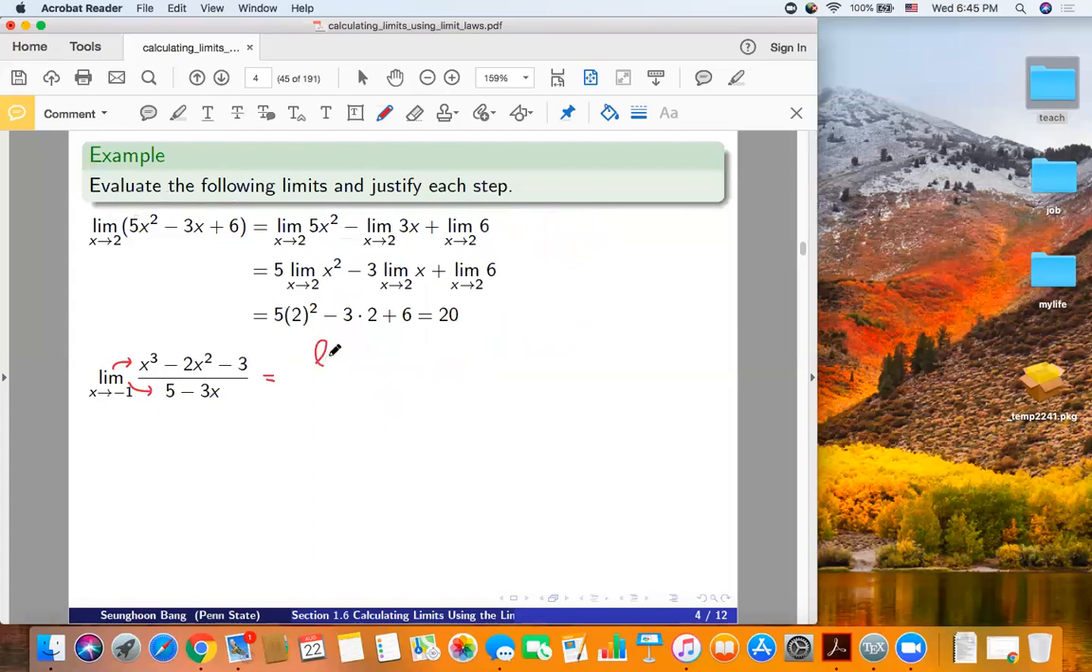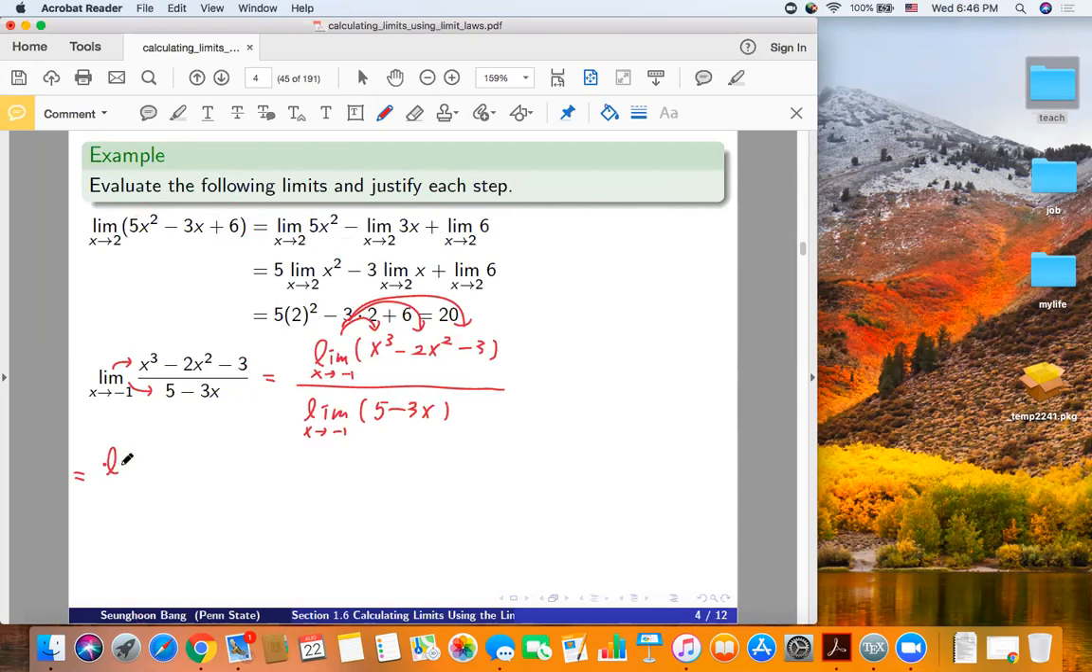So we have the limit as x approaches minus 1 of x cubed minus 2x squared minus 3, over the limit as x approaches minus 1 of 5 minus 3x. So like this. What's the next step? You can distribute the limit to the first, second, and third terms.